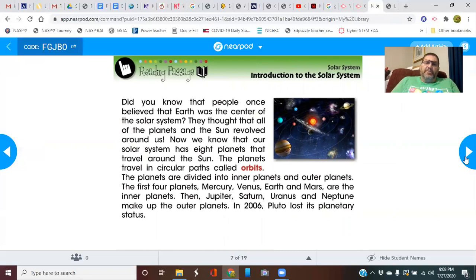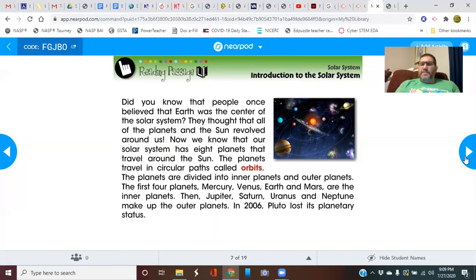Now, as we've discussed in a previous lesson, people once believed that the Earth was the center of the universe. Silly, right? Well, it took a thousand plus years for people to finally understand that actually the sun was the center of the planet or the center of the universe.